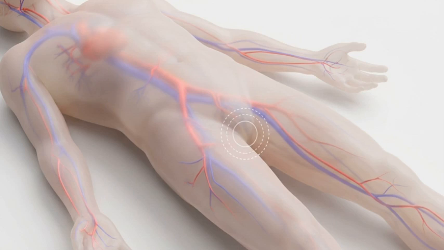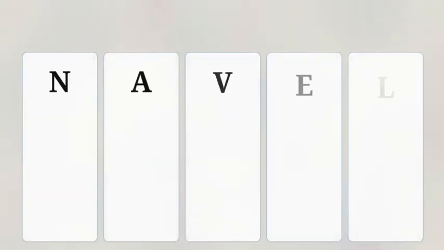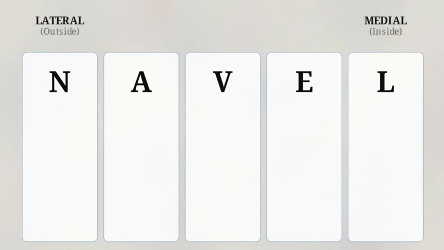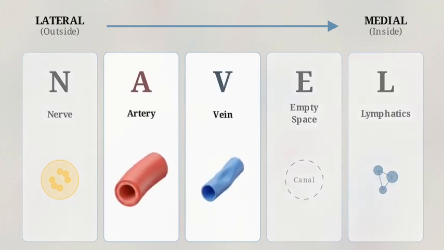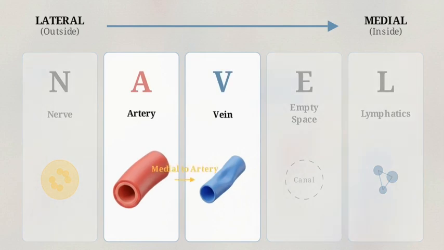When the neck or chest is not viable, clinicians move to an alternative central venous insertion site, the vessels of the groin. This groin cross-section demonstrates how we decode tightly packed femoral anatomy using the NAVEL mnemonic. Sweeping from the lateral outside to the medial inside, the columns represent nerve, artery, vein, empty space, and lymphatics, revealing the vital spatial relationship between the red artery and blue vein.